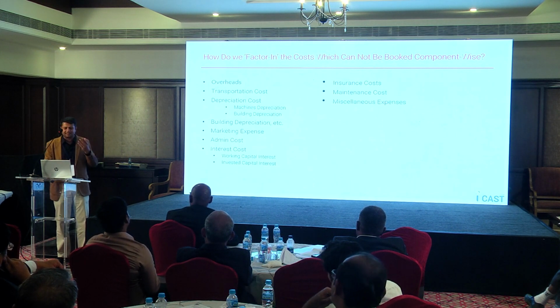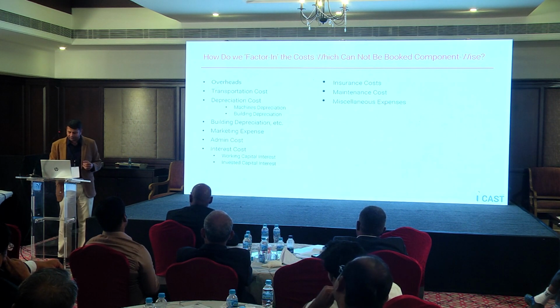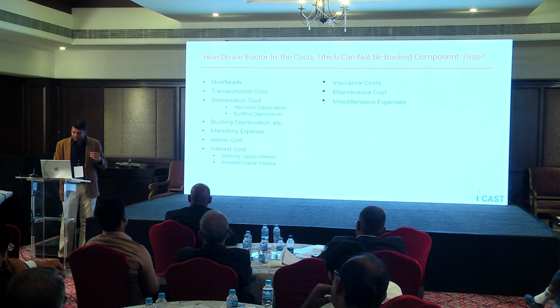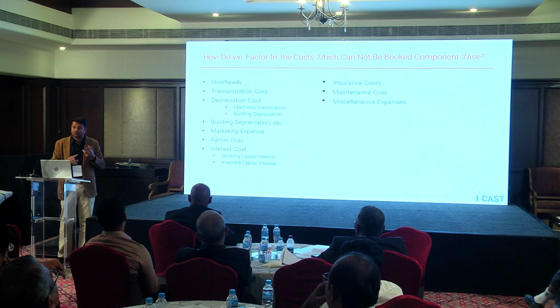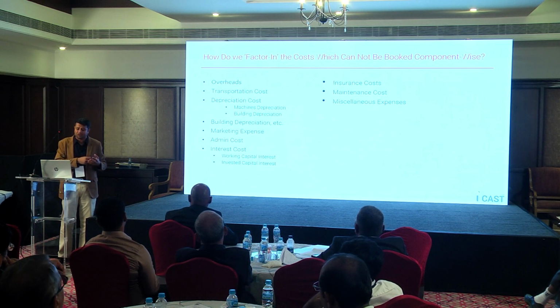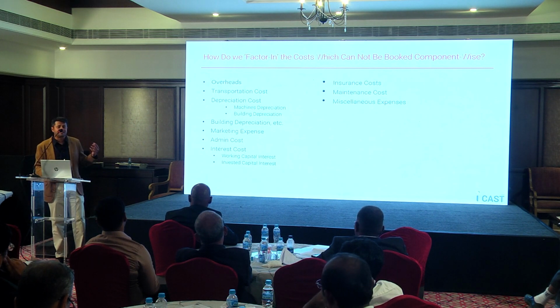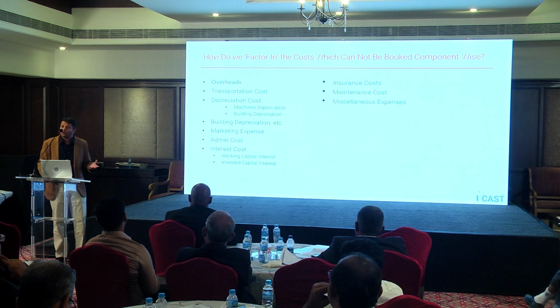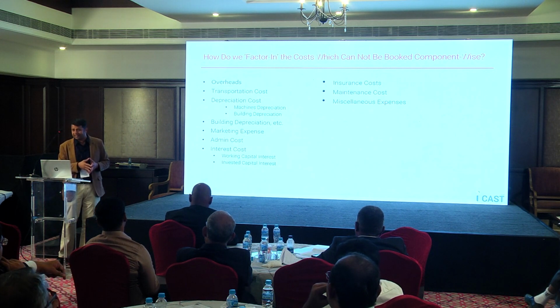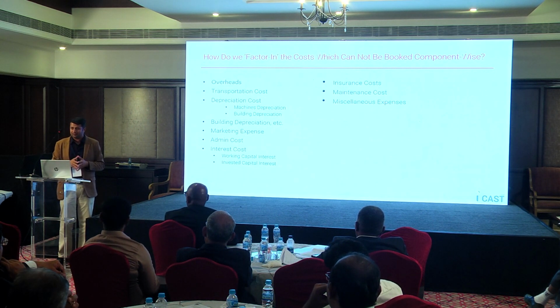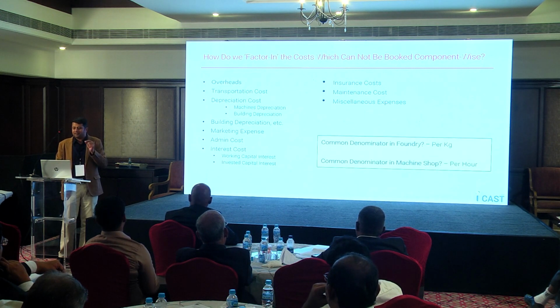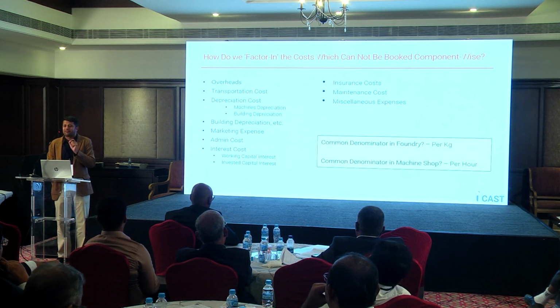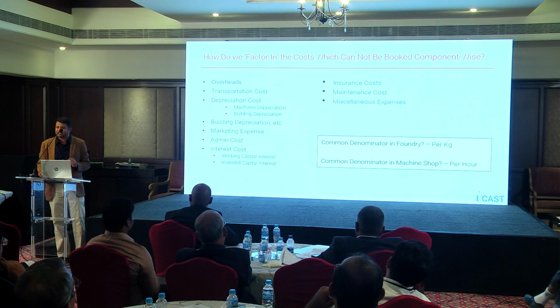There are other heads as well, as I was discussing with sir over the call. There are overheads, transportation costs, depreciation. There are multiple types of depreciation costs, like machine depreciation and building depreciation, and then marketing expenses, admin costs, interest costs. All that we have to factor in. But how do we factor them in? The common denominator in a foundry is the per kg basis.